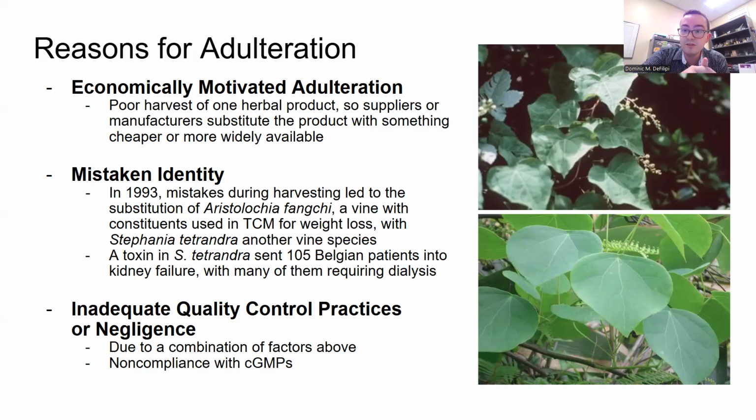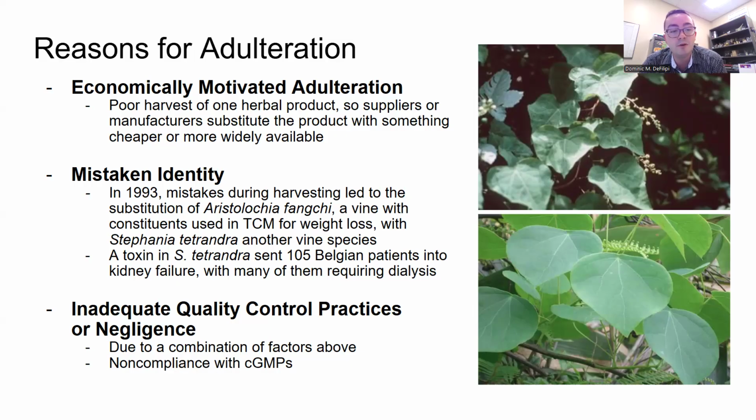Maybe you have a poor harvest of one herbal product. So instead, the suppliers or manufacturers just substitute the product with something cheaper and more widely available, which the consumer may or may not be allergic to, firstly, if they think they're getting a plant and they're in fact getting a different plant in their supplement. And it may have toxins which the manufacturer is completely unaware of, and yet it remains adulterated because it's more profitable. We have very rare and sometimes tragic cases of mistaken identity.